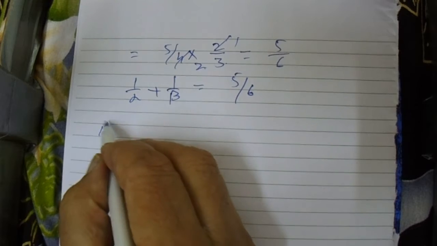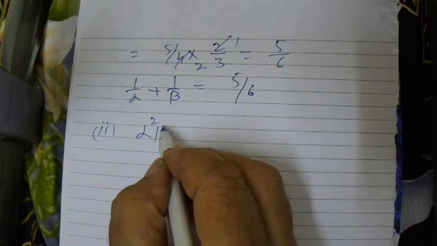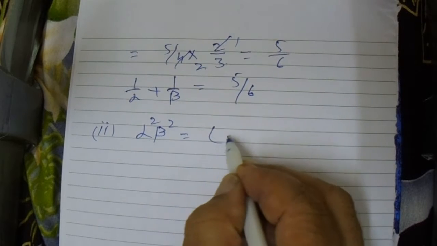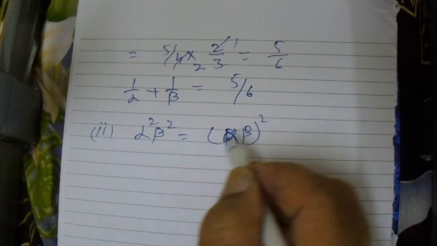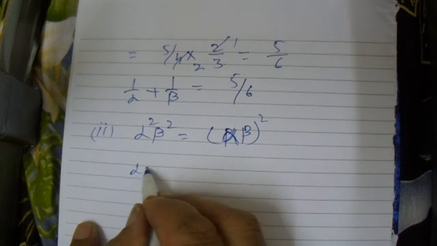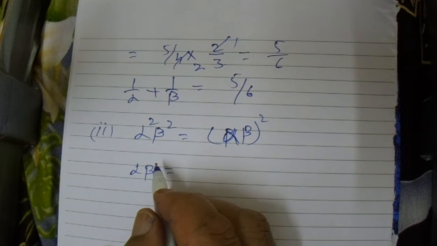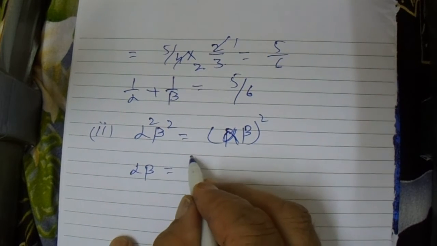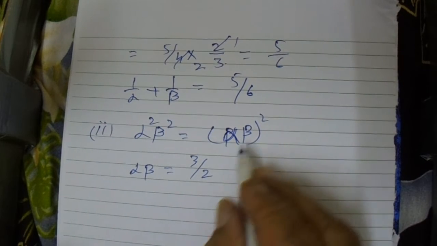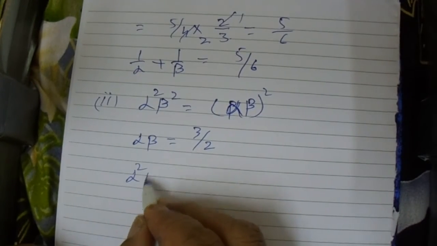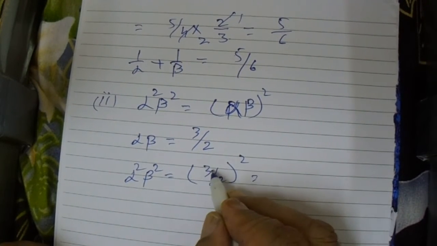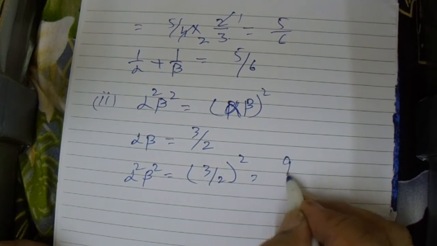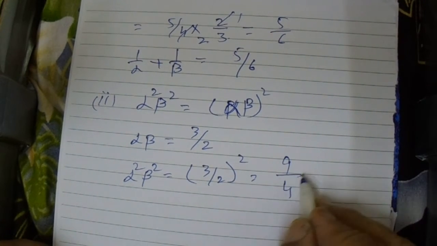Now the second part of this question is alpha square and beta square, and we write this as alpha beta whole square. Now we know that alpha beta is equal to 3 by 2, which we found earlier. Now put the value in this. Alpha square beta square is equal to 3 by 2 whole square. Now we find the square of this. It means 3 square is 9 and square of 2 is 4. This is the value.